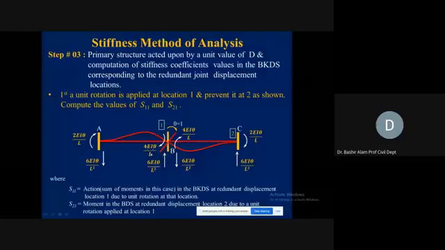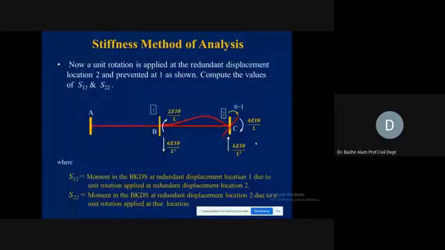Both are in the clockwise direction, so we will be algebraically adding them up. Your S11 value will become equal to 4 EI theta divided by L plus 4 EI theta divided by L, so this will be 8 EI theta divided by L. What will be S21? This is again corresponding to D2, which was the rotation at C, theta C. So 2 EI theta divided by L simply. This will become your S21. That easily you can find out these stiffness coefficient matrices.